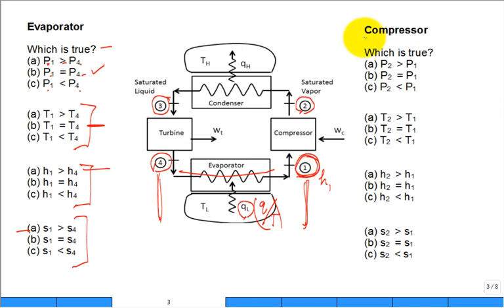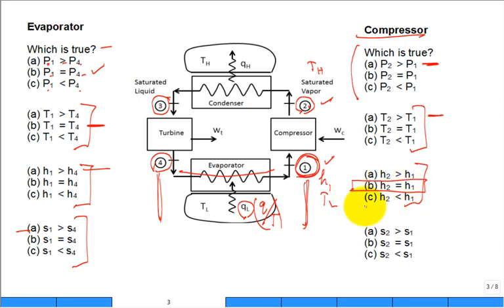So we move to the compressor. Which is true about the pressure? P2 versus P1. Carlos. A. So the pressure at 2 is greater than the pressure at 1. Good. Temperature. A. Temperature at 2 is greater than temperature at 1. Notice that the temperature at 2 is TH. What was the temperature at 1? TL. Right? All right. How about H? Yes. B. Or did you say C?